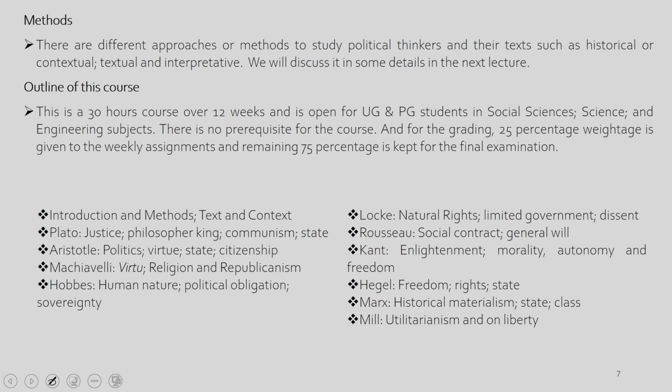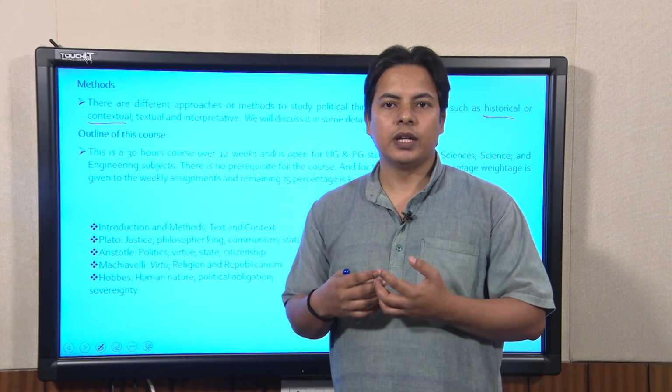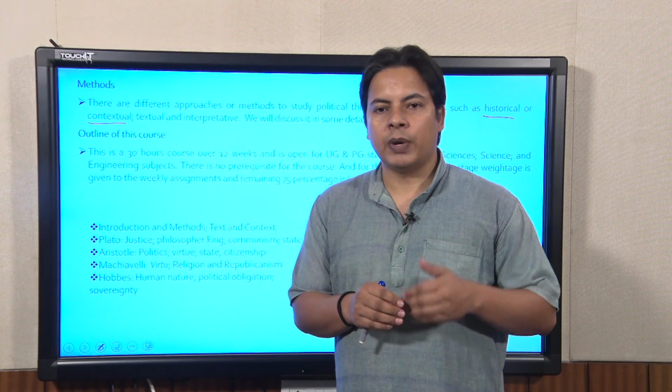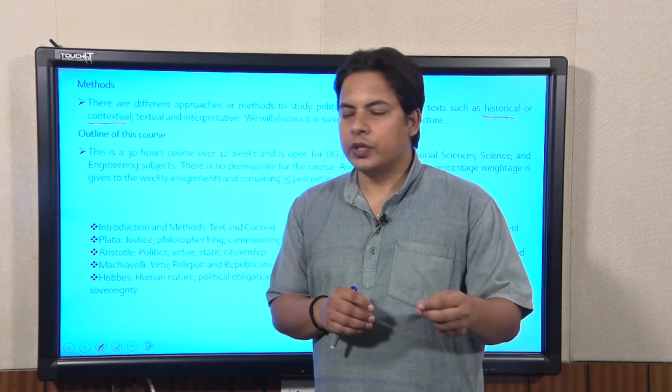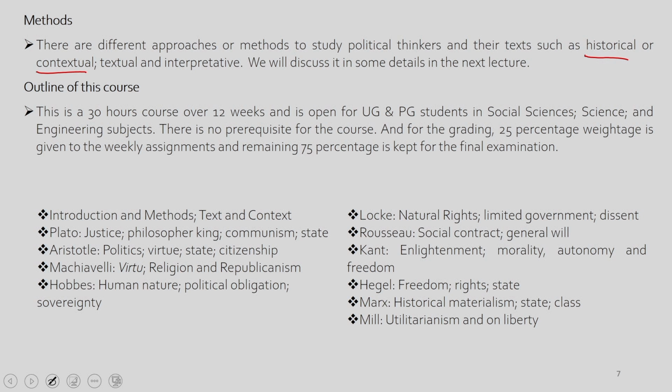Now, we are going to have a separate lecture on the method, but we can find that while studying political thought there are different approaches. For instance, there is the historical and contextual tradition, where it is said that we can study political thought and political text in its historical context. Why we should do so, and why the idea in its context is seen as the most appropriate method of studying political thought, we are going to discuss in the next class, but that is one very dominant method and approach to study political thought.